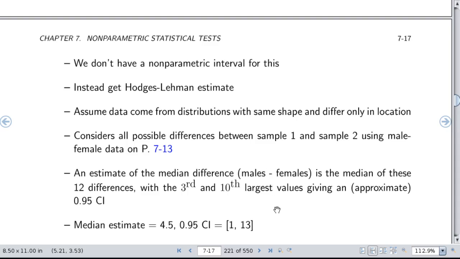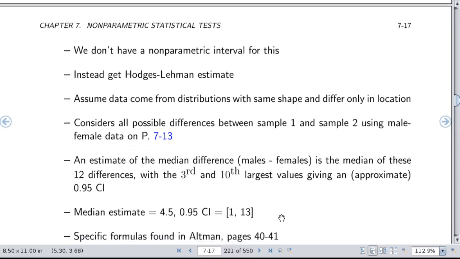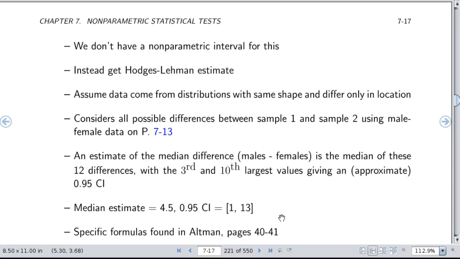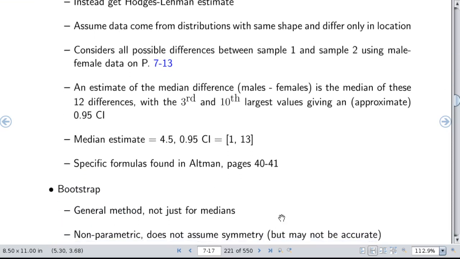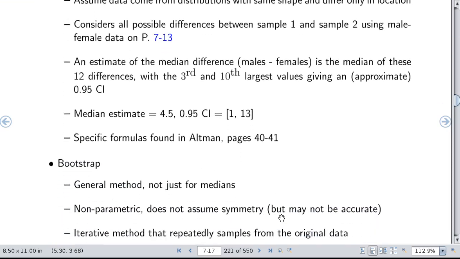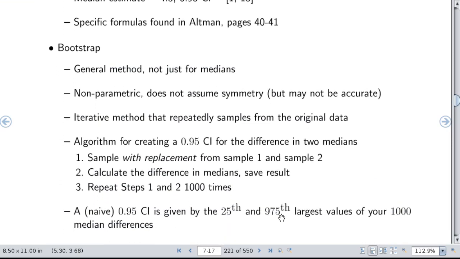And we can use that formula we had before to tell us which order statistics to use, and then we pick those order statistics to give us an approximate confidence interval for the Hodges-Lehmann estimate, which is the median of all the differences. So that's a little tricky, but it works approximately well. And you can just use a standard bootstrap.